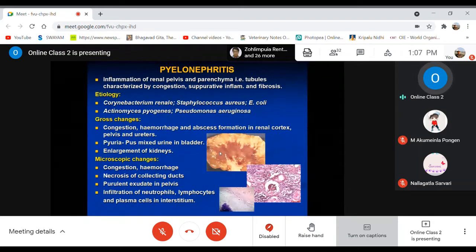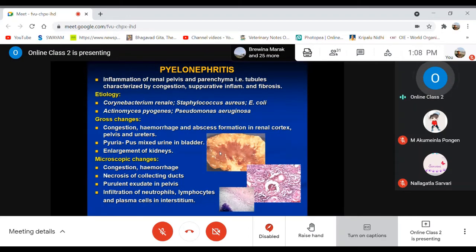As I have already mentioned, this is mainly inflammation affecting all parts of the kidney, where pus exudation and abscess formation are common. It may affect the renal pelvis as well as the renal cortex, the whole parenchyma of the kidney, means all parts of the kidney, right? Here also they may show the formation of abscesses, congestion, suppurative inflammatory reaction, and lastly fibrosis in chronic cases.